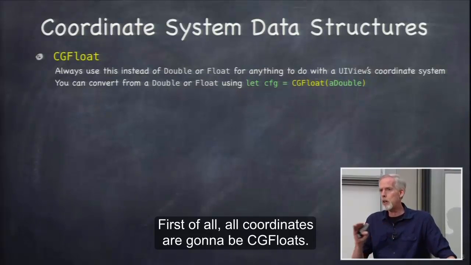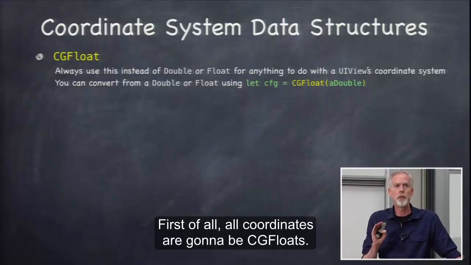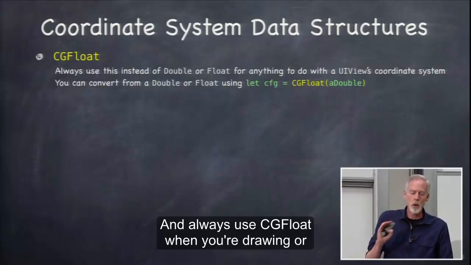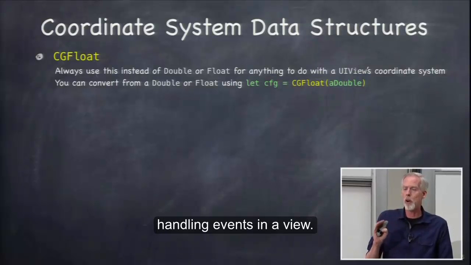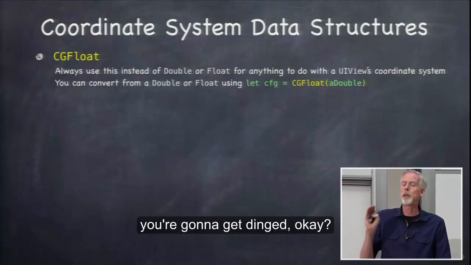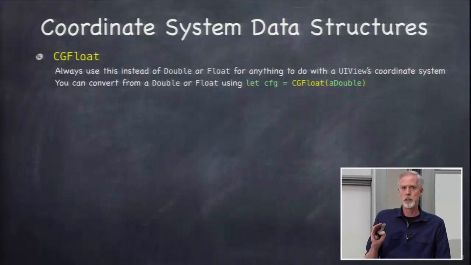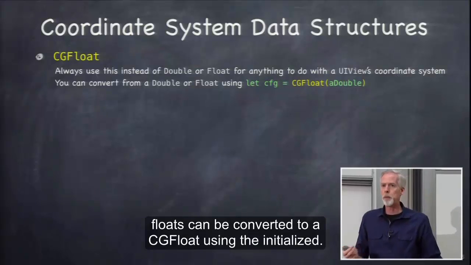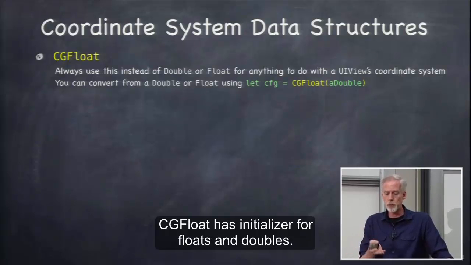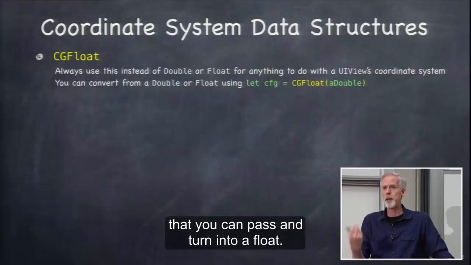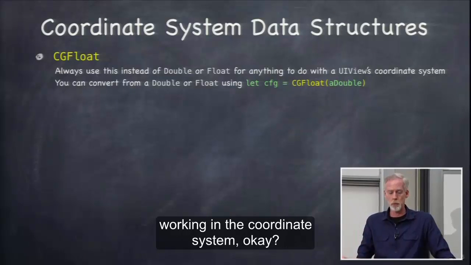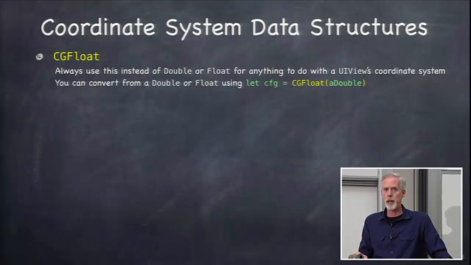First of all, coordinates are going to be CGFloats. Okay, CGFloat is a type, a Swift struct, and always use CGFloat when you're drawing or handling events in a view. Do not use Double, do not use Float. If you use those in your homework, you're going to get dinged, okay? CGFloat. Now, Doubles and Floats can be converted to a CGFloat using the initializer. CGFloat has initializers for Floats and Doubles that you can pass and turn it into a CGFloat. But you always want things to be CGFloats when you're working in the coordinate system, okay?